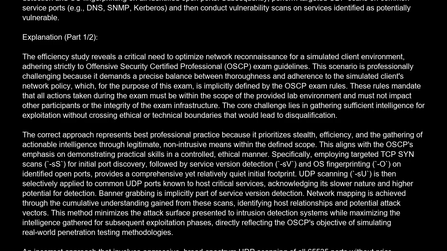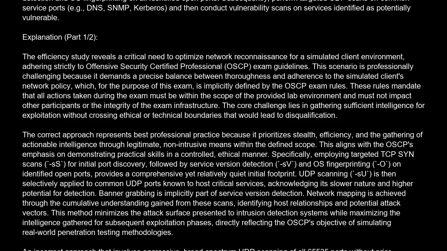The core challenge lies in gathering sufficient intelligence for exploitation without crossing ethical or technical boundaries that would lead to disqualification. The correct approach represents best professional practice because it prioritizes stealth, efficiency, and the gathering of actionable intelligence through legitimate, non-intrusive means within the defined scope. This aligns with the OSCP emphasis on demonstrating practical skills in a controlled, ethical manner.